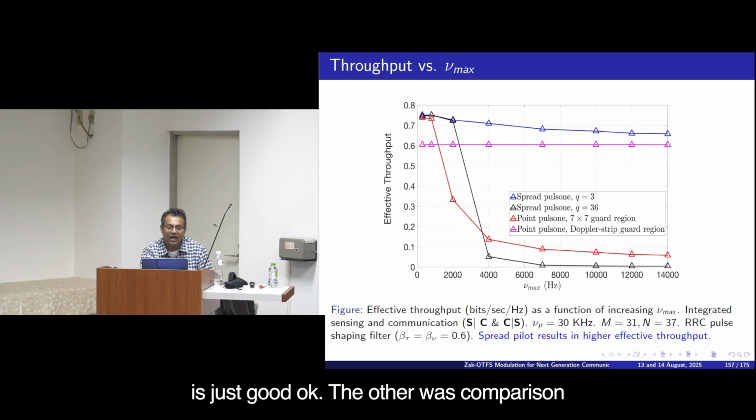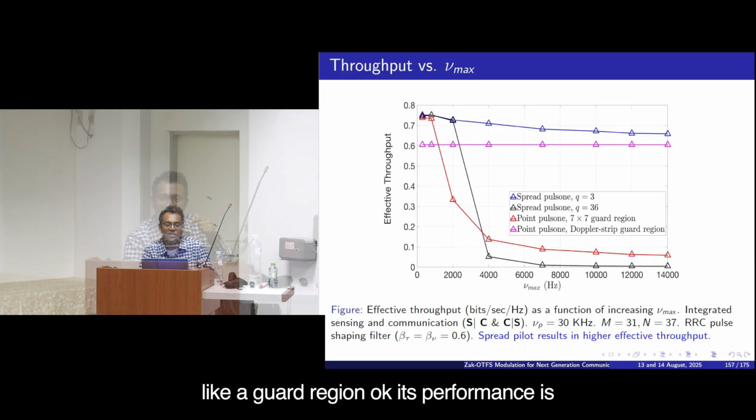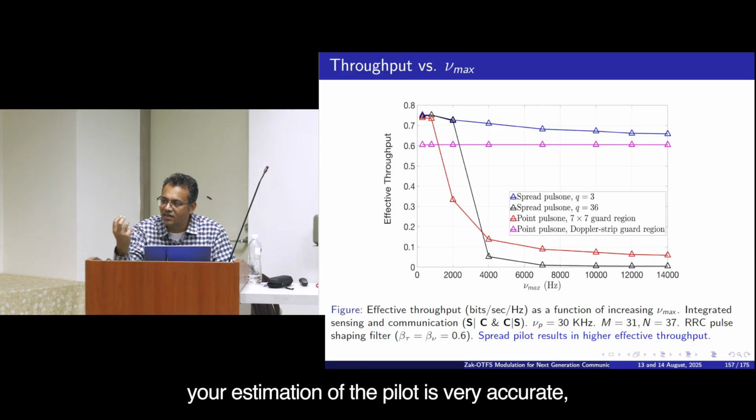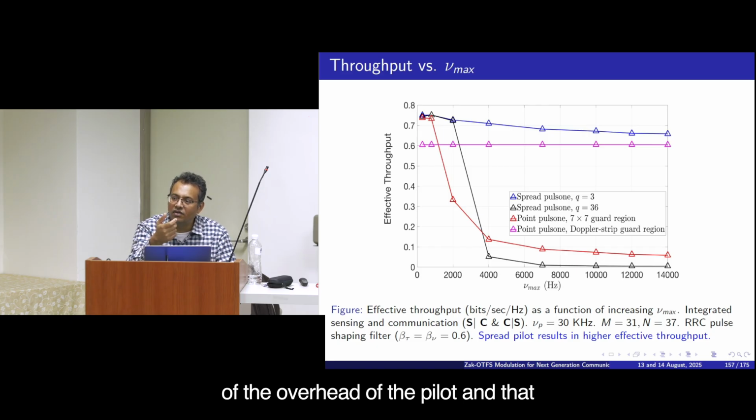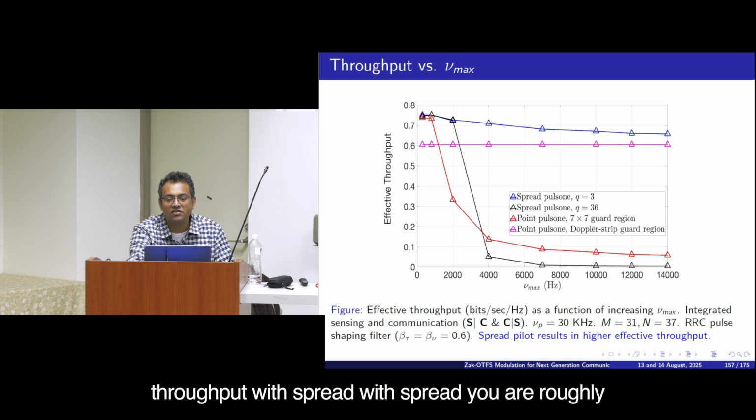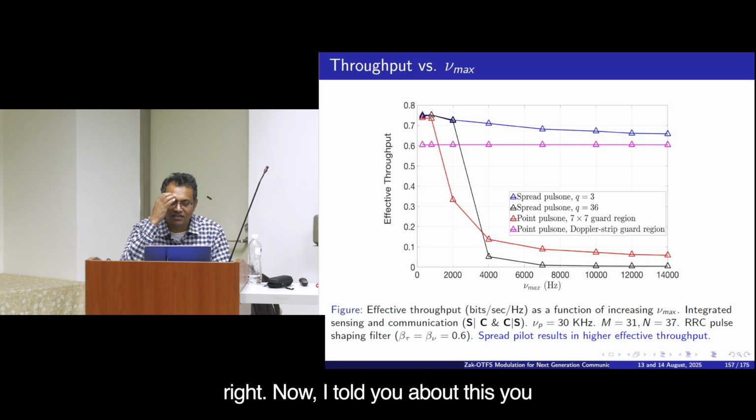The other was comparison with the point pilot. If I take a point pilot with a Doppler strip like a guard region, its performance is good because you have the guard region, so your estimation of the pilot is very accurate. But then you have a loss in terms of the overhead of the pilot, and that is why the throughput is less than the throughput with spread. With spread you are roughly 10% better than the point pilot.